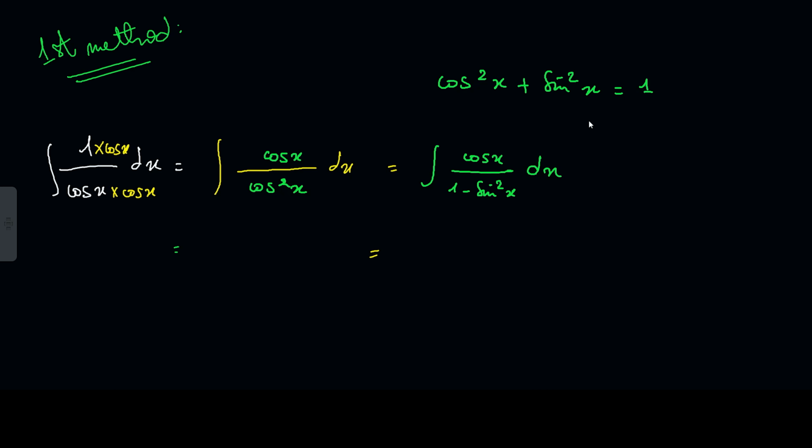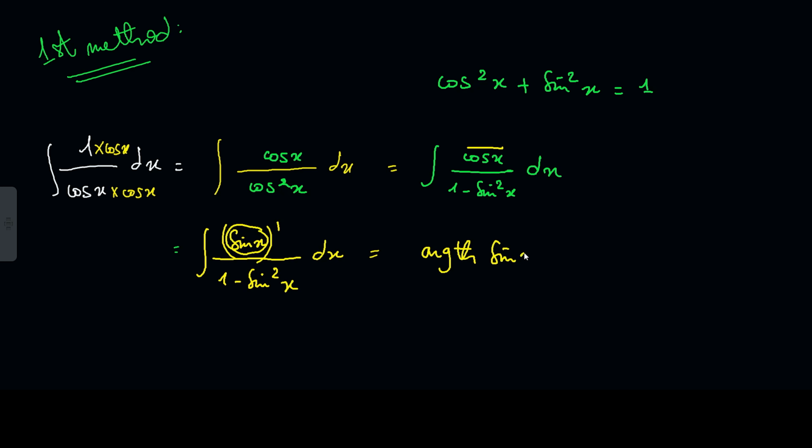equals 1. What next? We can write cosine x as sine x prime because the derivative of sine x is cosine x. So the integral becomes sine x prime over 1 minus sine square x dx, of course. And this is simply, guys, the argth of the function that appears here, which is sine x plus c. Of course, we should never forget the plus c.